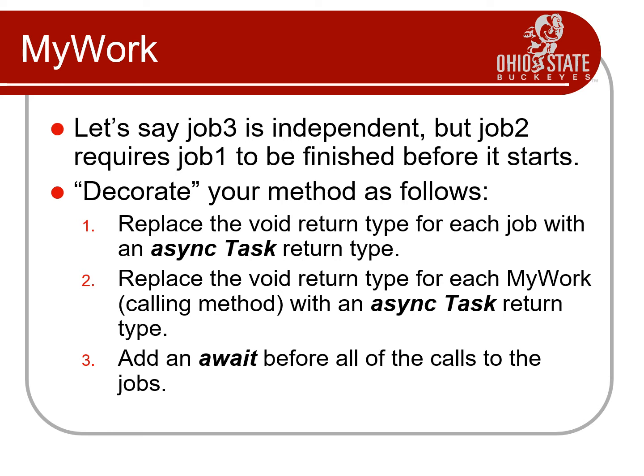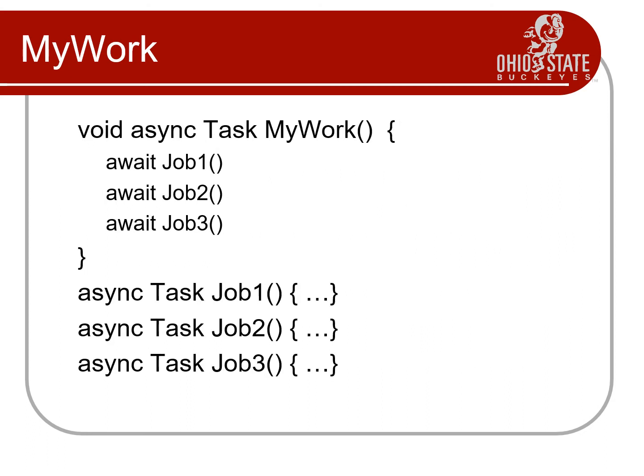finished before it starts. All right, so all we have to do to get this to work is we're going to decorate our method. Rather than these void return types, we're going to put an async Task. And if I was returning a value, I would have a generic Task of that value there, okay? And then I'll propagate this up even farther. I'm going to replace the void return type for my work with an async Task as well. And then anybody calling my work can wait for it right away, or they can let it run in the background while they do other stuff. Okay, and then the third thing we're going to do is call await before all the calls to job 1, job 2, job 3. So very simple, looks like this.